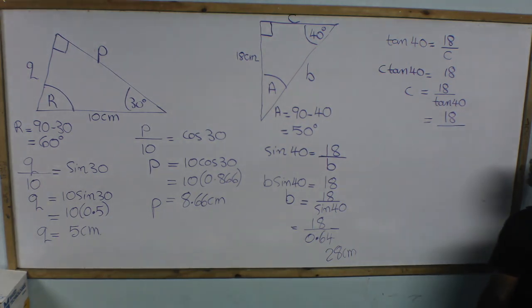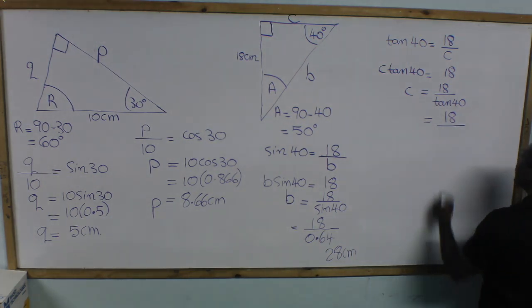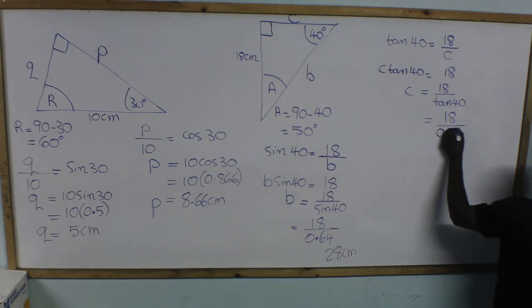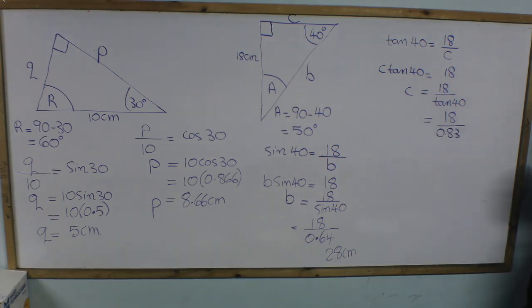Don't use your calculator yet until I tell you. What is tan 40? Tan 40 is less than 1, so it's 0 point. Check that out and see. Yes, sir. Is it? Okay.